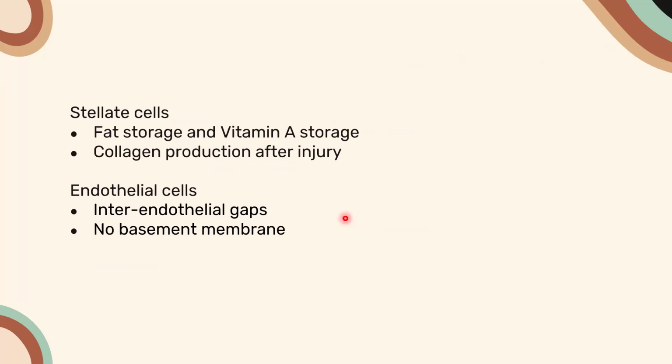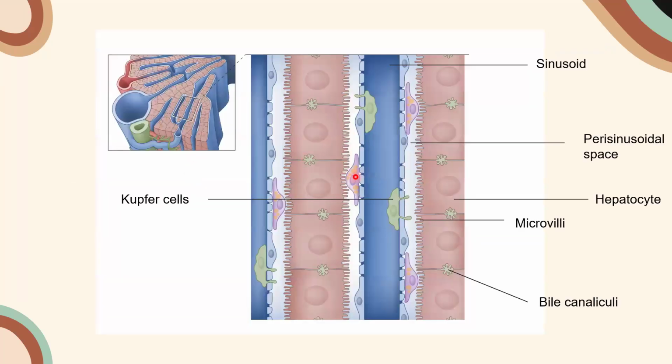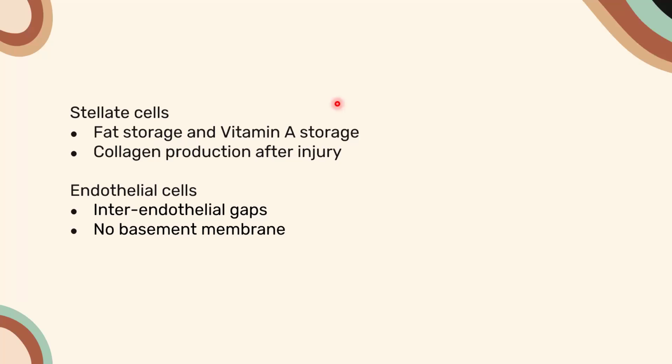Stellate cells are required for fat storage and vitamin A storage, and they also produce collagen after injury. Endothelial cells, we talked about how they have interendothelial gaps here, which allow the plasma to easily come into the perisinusoidal space and allow for the nutrients to get absorbed. Now, an important feature is that there is no basement membrane. You don't see a basement membrane here.